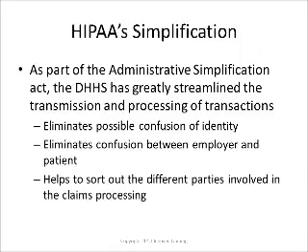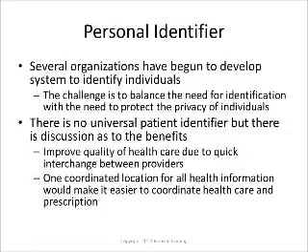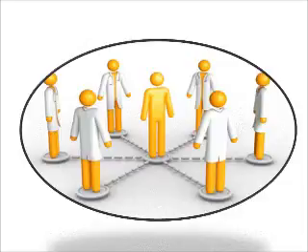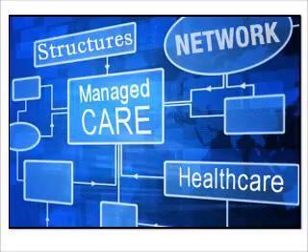According to HIPAA's Administrative Simplification Act, the Department of Health and Human Services has greatly streamlined the transmission and processing of transactions. It eliminates possible confusion of identity. It eliminates confusion between employer and patient, and it helps to sort out the different parties involved in the claims processing. There are many opportunities in the process of billing insurance where the identity of the parties involved can get confusing, especially between the patient and the insured, or between a managed care organization and an IPA, and then the financial carrier or the underwriter of an insurance policy. So these numbers will help to sort that out and identify the correct entity involved.